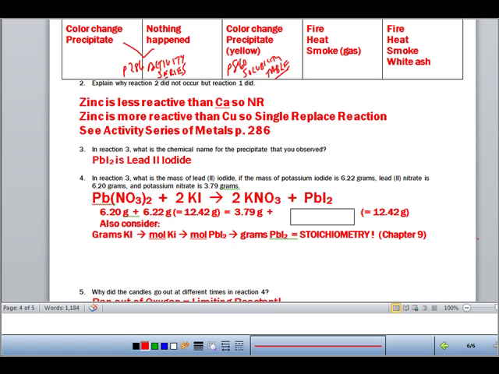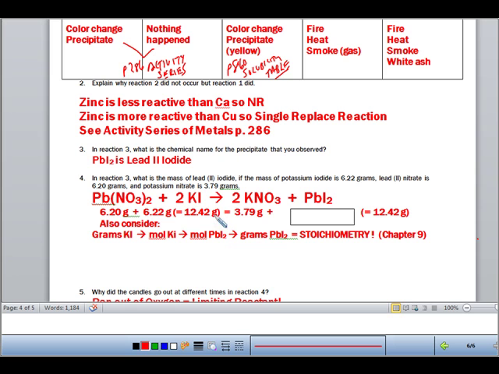Very interesting. The only thing we need is the balanced chemical equation, okay? And this is an example, and it's kind of a good one because it starts out with a very, very basic idea that you learned probably way back in middle school. This thing says that if we have 6.20 grams of lead 2 nitrate and 6.22 grams of potassium iodide, how many moles of lead 2 iodide must we have? And it gives you the mass of potassium nitrate.